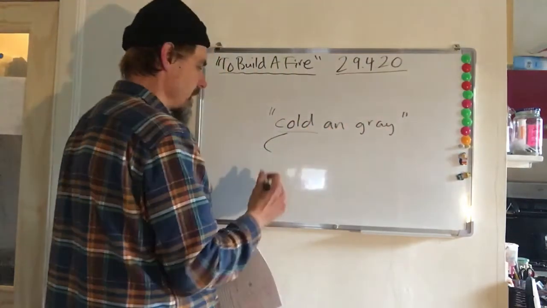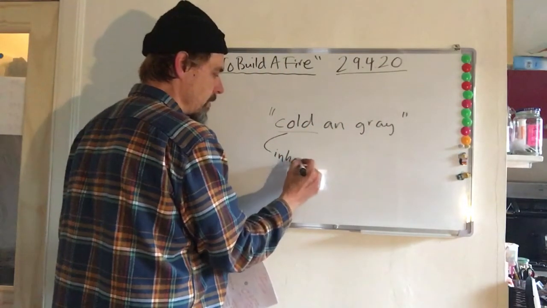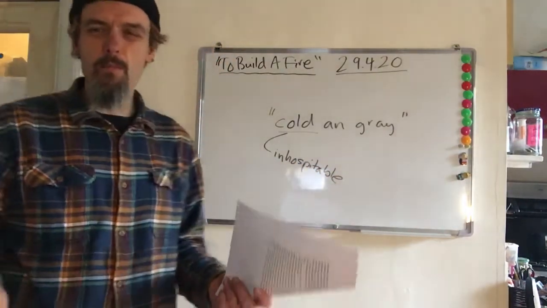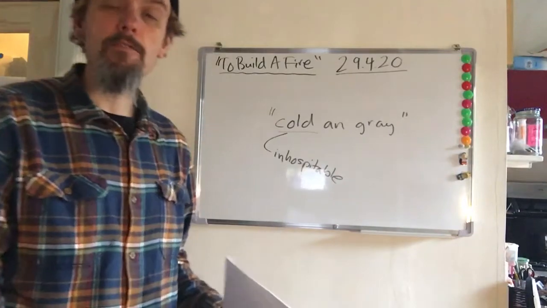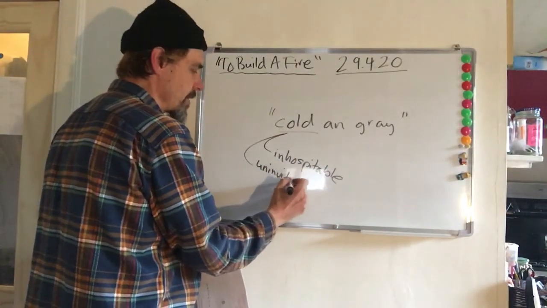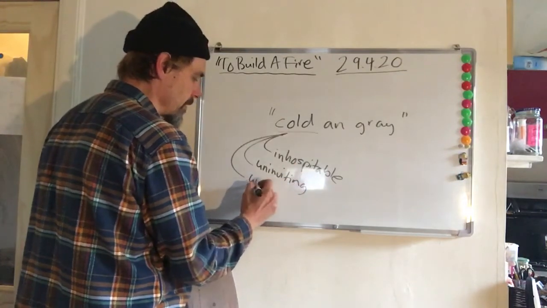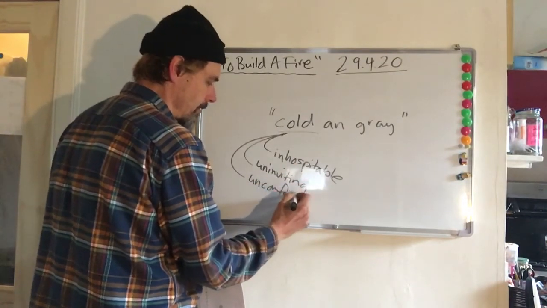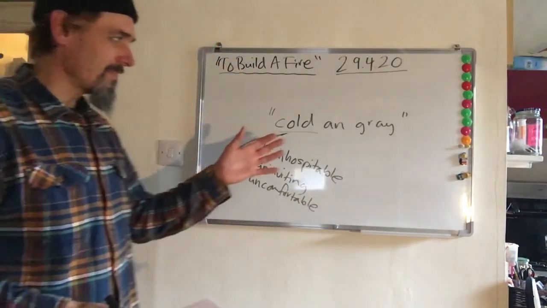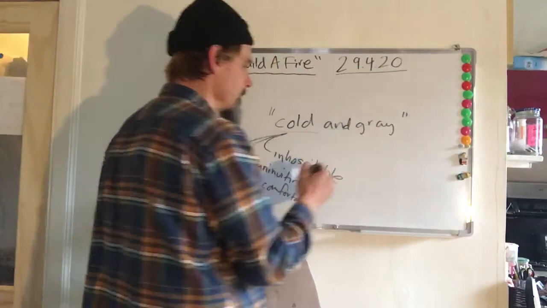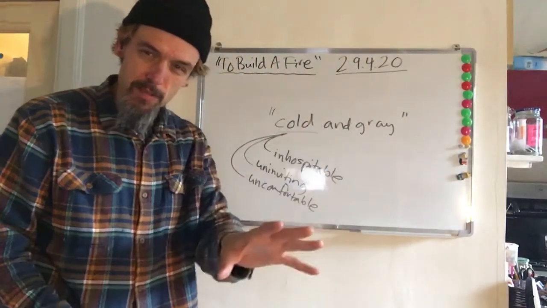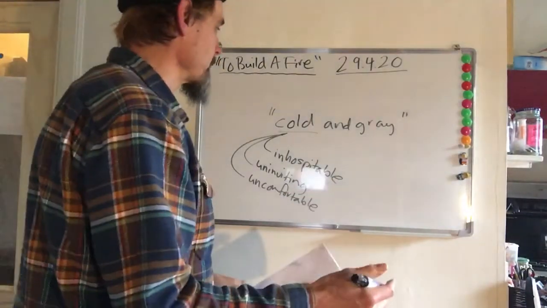what does cold suggest? Inhospitable. So the word inhospitable is a great one. It basically means somewhere where it's not very easy to live. Uninviting is another way of putting it. Uncomfortable. And so all those things right from that very first sentence, as far as describing the setting where this story is going to take place, is very important.